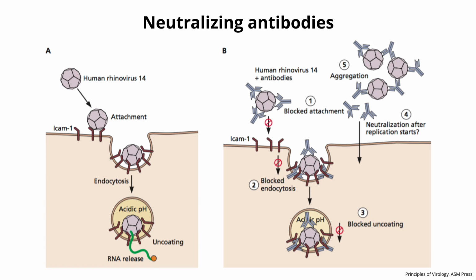Blocking attachment, causing aggregation, blocking endocytosis, blocking uncoating. I go through all of these because many people just think conceptually that a neutralizing antibody, which we say blocks infection, must act at the virus receptor stage. And certainly some of them do, but that's not the only way to become a neutralizing antibody.